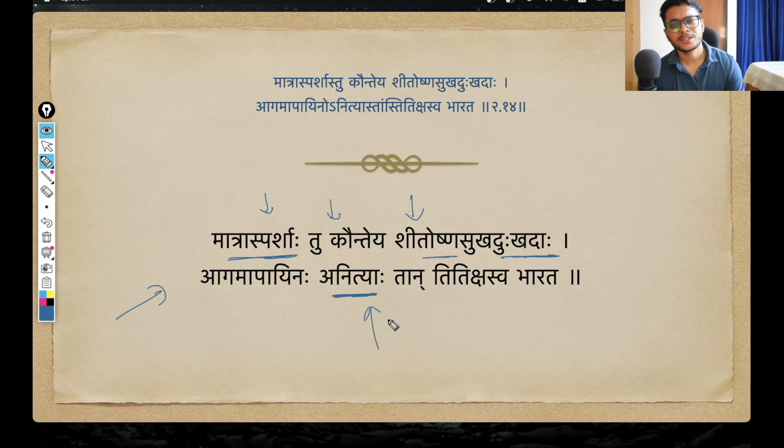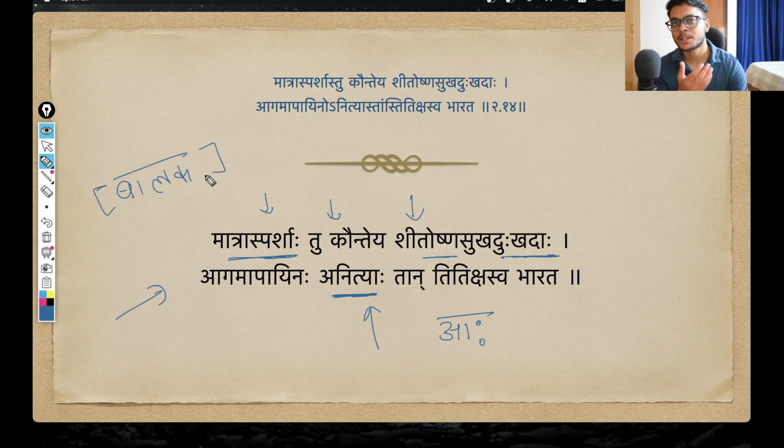And why? Because we have seen such word forms a lot of times before, those ending with this aha. If you take the example of the word balaka, the normal pratipadika is balaka, and we all know that the prathama vibhakti bahuvachana, the first word case plural, of this pratipadika is balakaha. We have so often seen this kind of word form, and that is what is happening here: matra sparshaha, dukkhadaha, anityaha. And even though the word agamapayinaha does not have a similar word form, it is also in the same first vibhakti, first word case plural form.